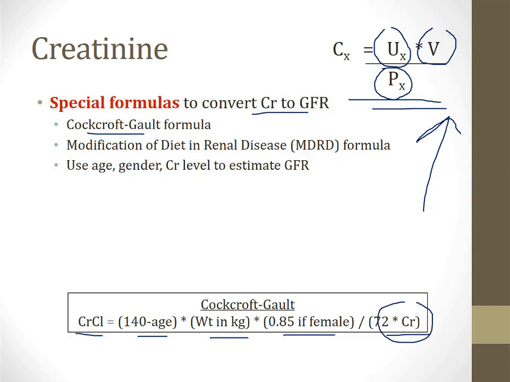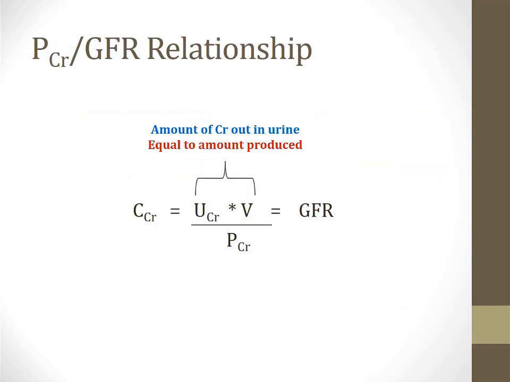There are also some other formulas that are sometimes used. One's called the MDRD, and there are many others. Let's talk in a little bit more detail about the relationship between the plasma concentration of creatinine and the GFR.